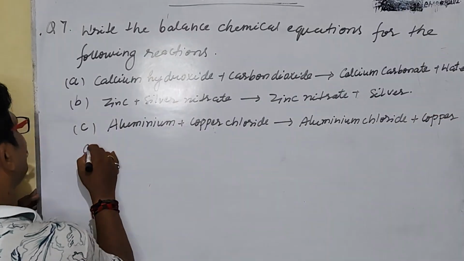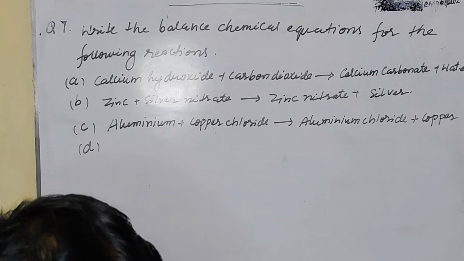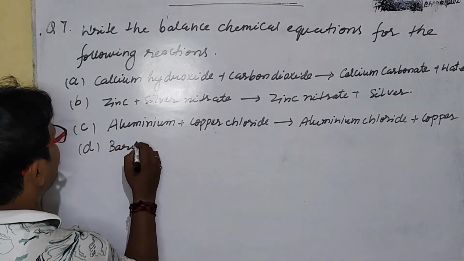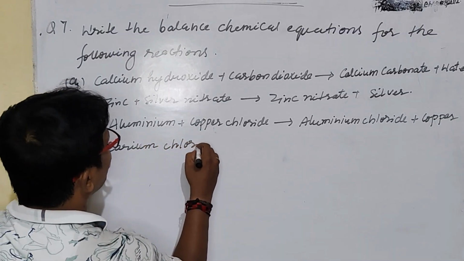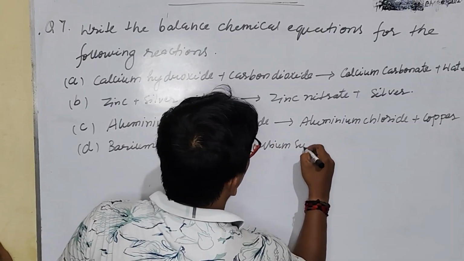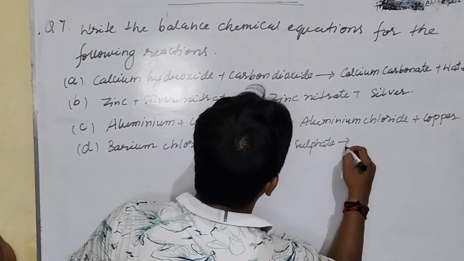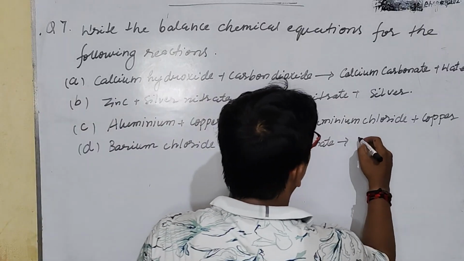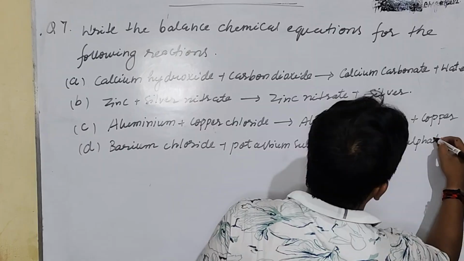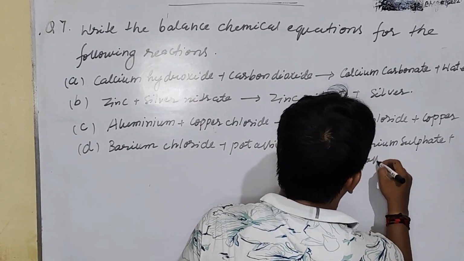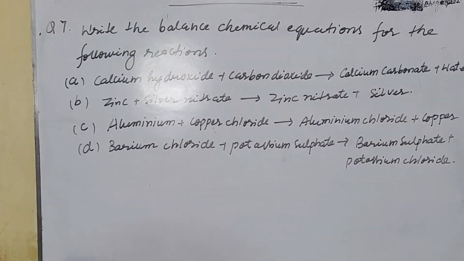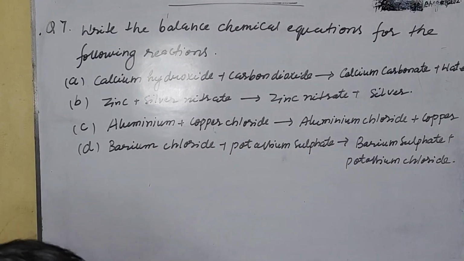And the last one is D number, barium chloride plus potassium sulfate. It gives you barium sulfate plus potassium chloride. So this is all about the balanced chemical equations you have to write.